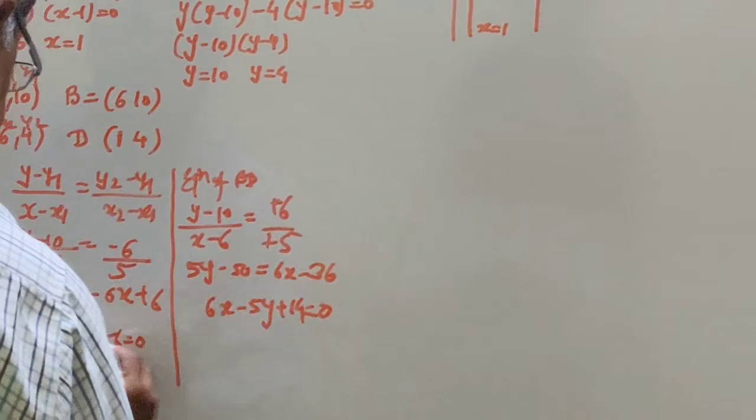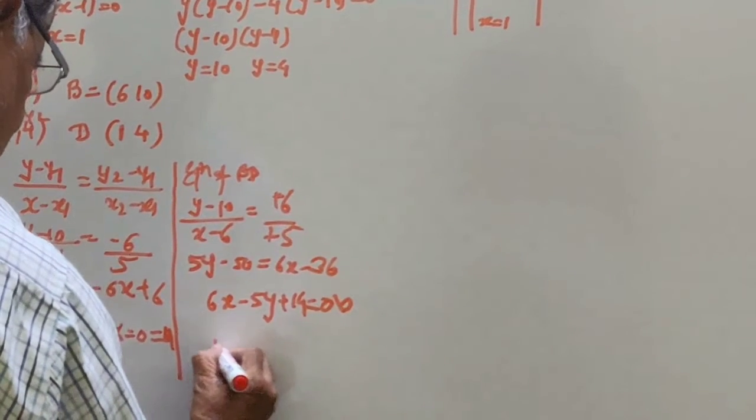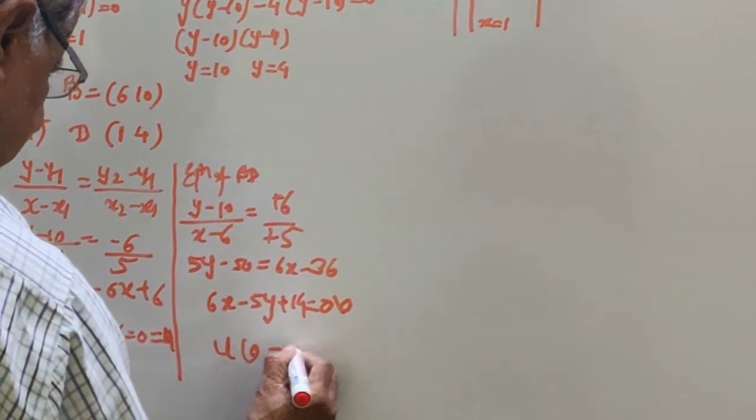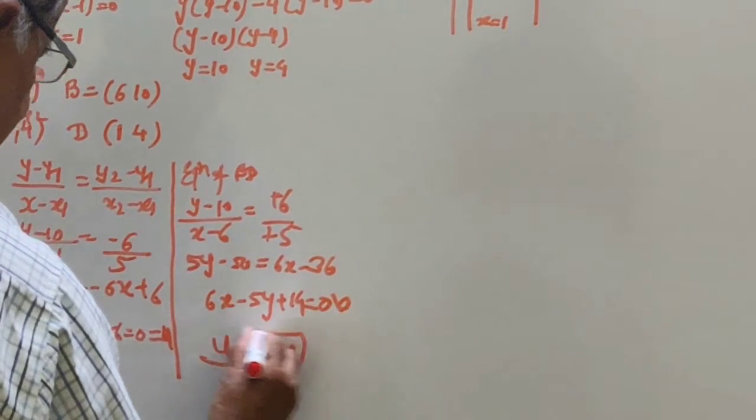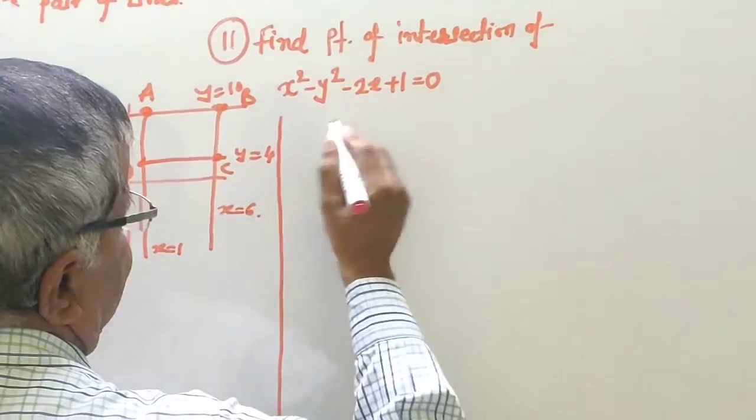You consider this as u and this as v, and solve by u into v is equal to 0. You will get the joint equation of the diagonals. So we are going to solve problem number 11, in which we have to find the point of intersection.